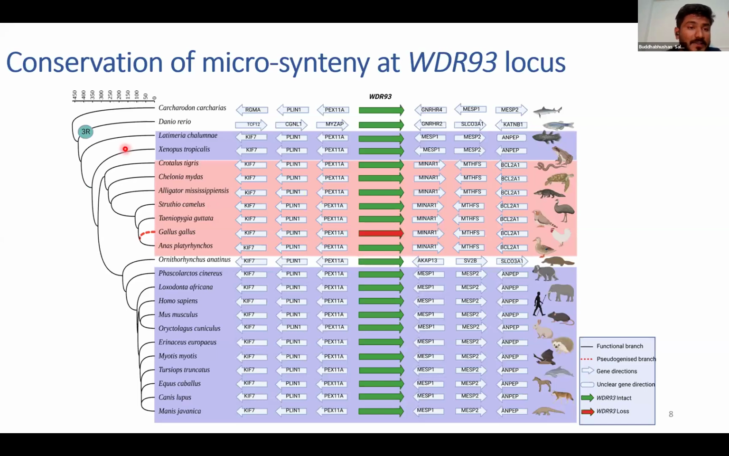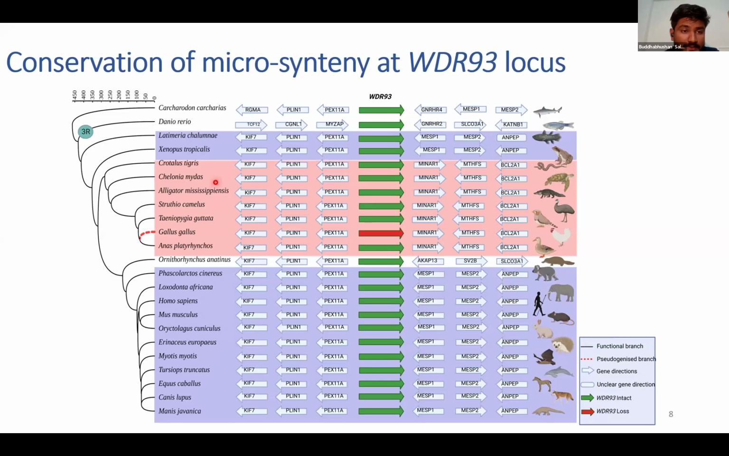So this is the phylogenetic species tree. This represents 23 key representative species that have good quality genome assemblies. Here you will see WD93, and this is the synteny for WD93. Most of the species have PX11A, PLIN1, and KIF7 on the left flank, whereas on the right flank, the MSP1, MSP12, and ANP genes are there.